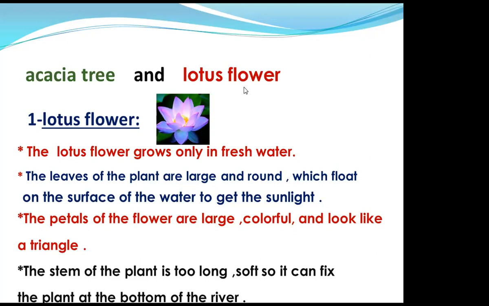So number one, the lotus flower has leaves. These leaves are large and round, and so they can float on the surface of the water. The leaves help the plant to float on the surface of the water. Why? To get the sunlight.